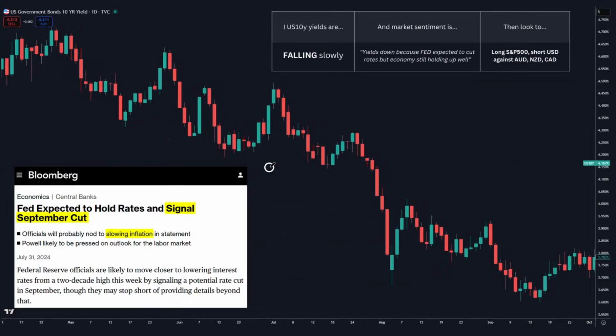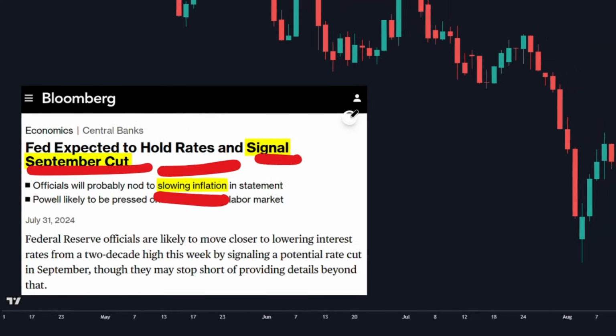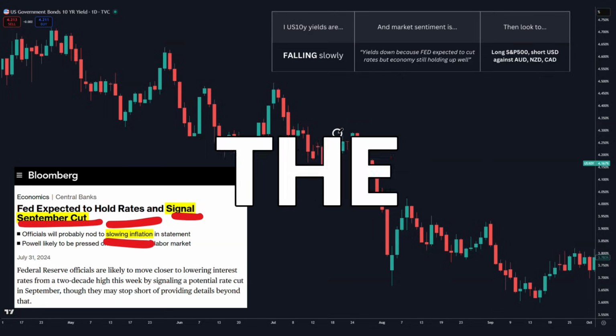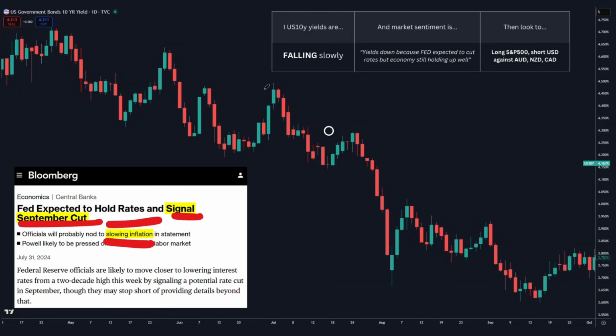Now, another example is August and September 2024. Inflation started to come down a bit. The Fed signaled that a rate cut was coming, and in fact, they cut the rates in September 2024. But was the economy crashing? No. Was the labor market collapsing? No. So the 10-year yield was grinding lower.